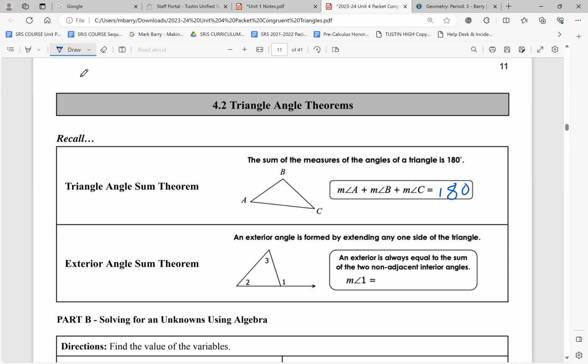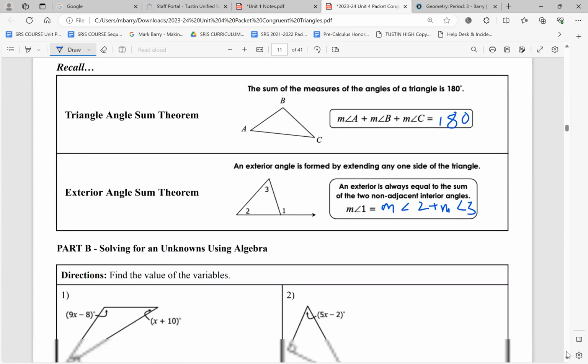All right, and then the other formula we learned, the exterior angle sum formula, says that if we have this exterior angle out here, which we'll call angle 1, that is always equal to the measure of angle 2 plus the measure of angle 3, the opposite interior angles inside of there. Okay, so those are the two we're going to be using here. So let's go ahead and start using them.